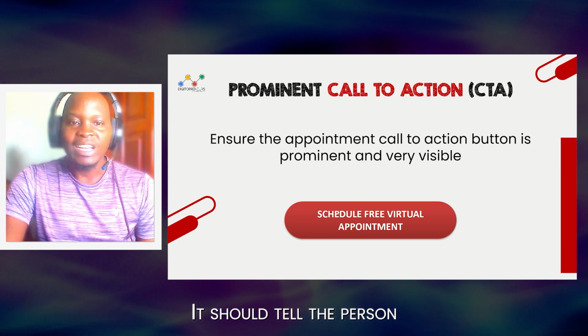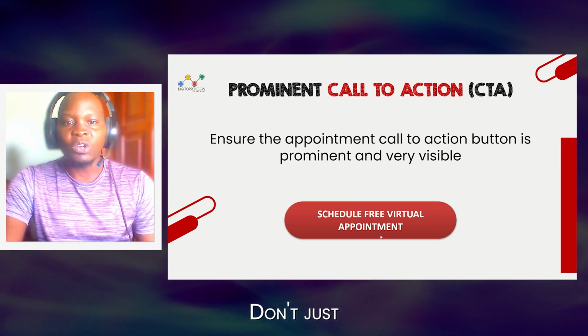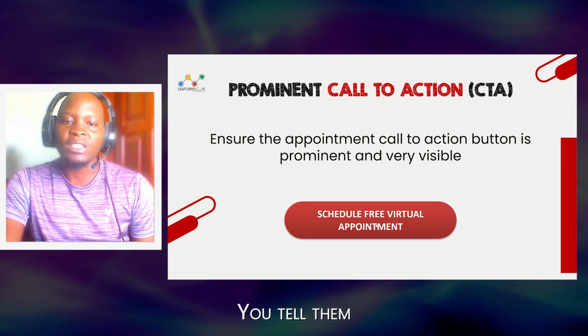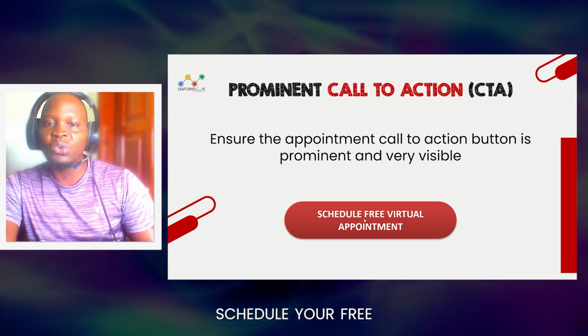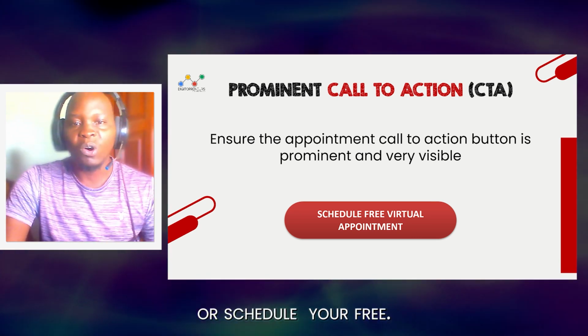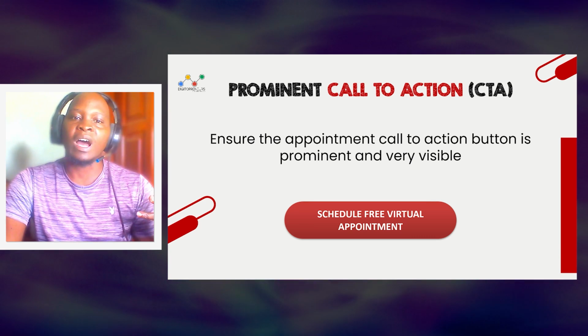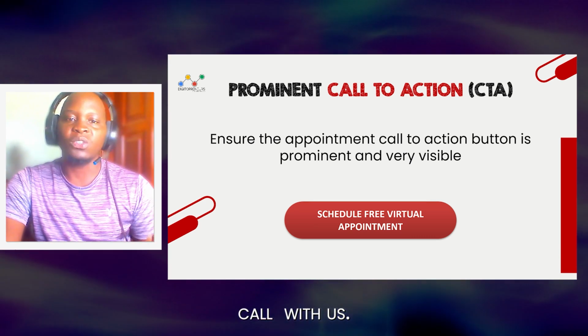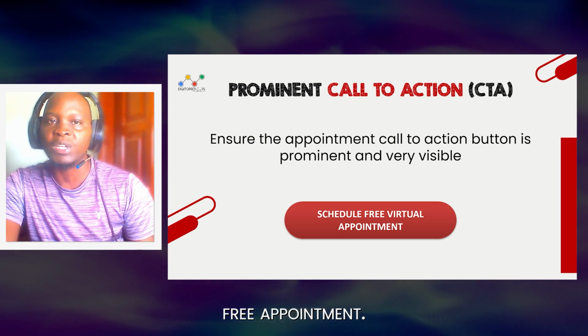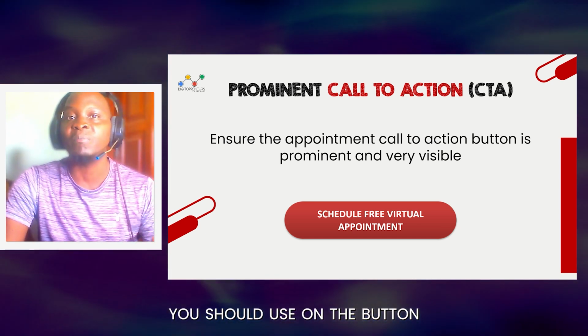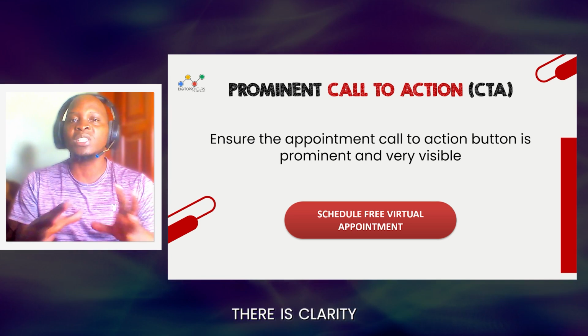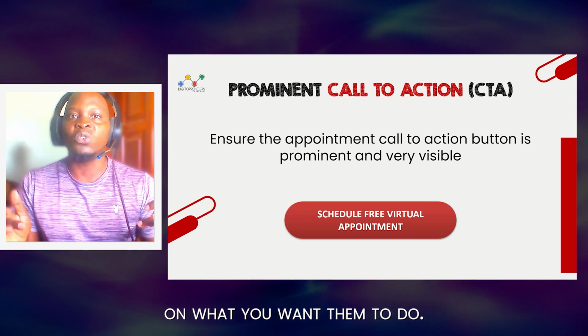It should tell the person what you want them to do. Don't just say free appointment. Tell them exactly: schedule your free virtual appointment, or schedule your free call with us. Set up free appointment. That's the language you should use on the button, so that there is clarity on what you want them to do.